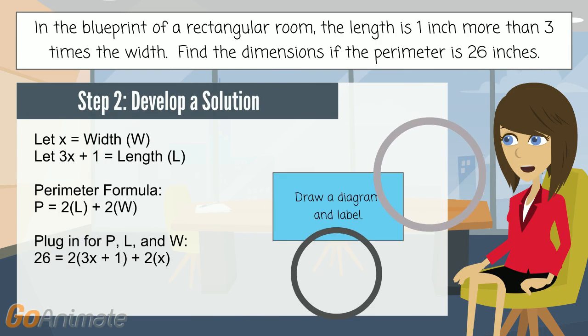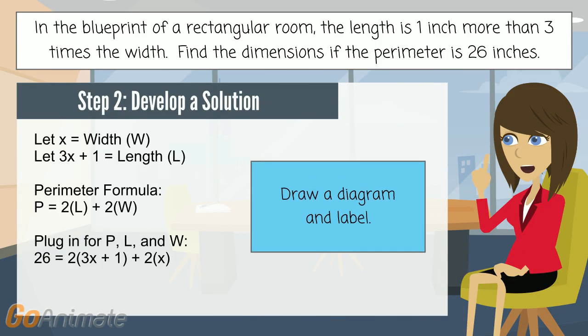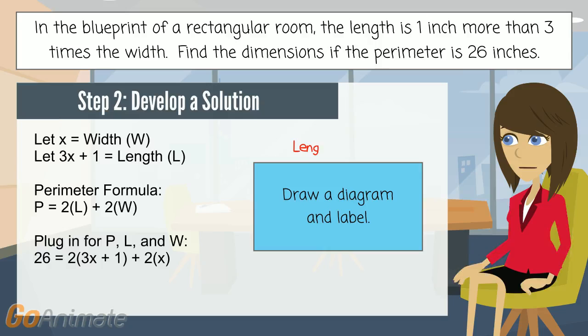Another important step in solution planning is using pictures or diagrams whenever possible. In this specific example, we're talking about a rectangular room, which makes it easy for us to draw a rectangle and label the sides. We label the sides with L and W and fill in the let statements.